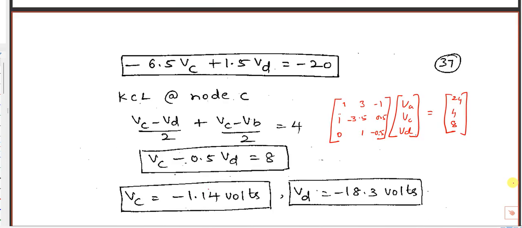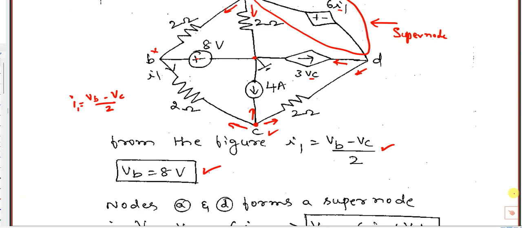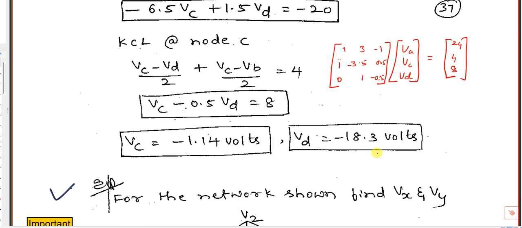And third equation, you can apply KCL for node 3, node C. These are the three equations. VC minus VB by 2, VC minus VD by 2, minus 4 is equal to 0, or 4 is equal to VC minus VB by 2 plus VC minus VD by 2. That is KCL at node 3. And if you simplify this, you will get the third equation. This is equation number 3.